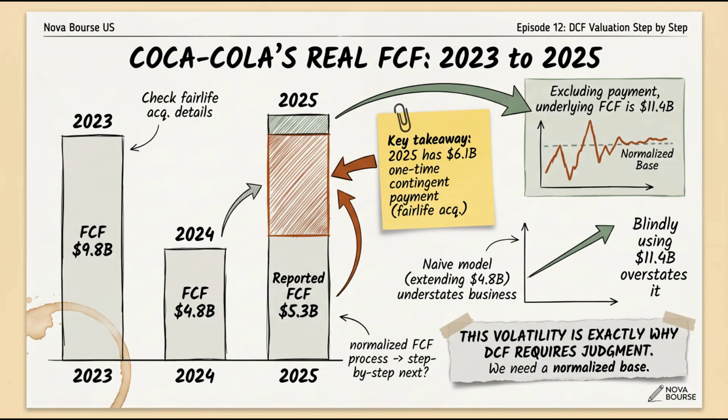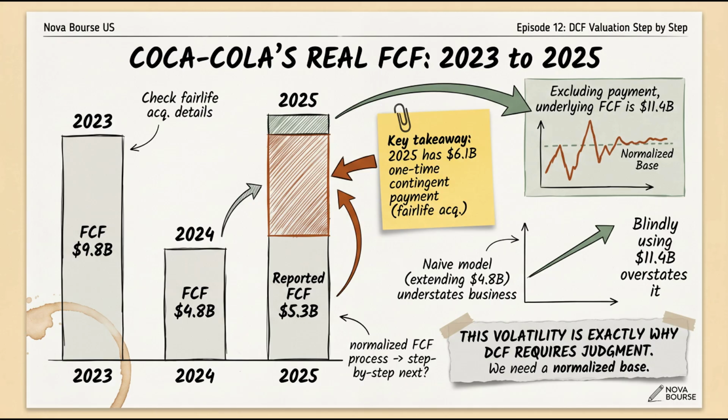Looking at Coca-Cola's recent performance, the company reported free cash flow of approximately $9.8 billion in 2023, $4.8 billion in 2024, and $5.3 billion in 2025. That 2025 figure includes a $6.1 billion one-time payment related to the Fairlife acquisition. If we exclude that, the underlying cash flow was $11.4 billion.